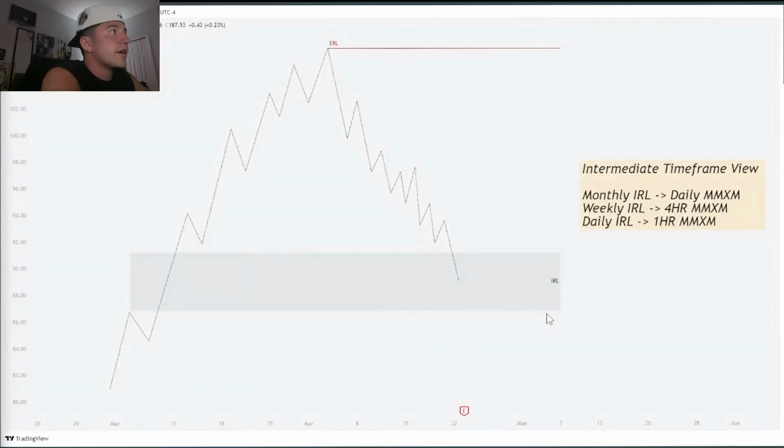So if we're looking at price on the monthly and the weekly and the daily, and we have a retracement into an internal range liquidity pool, I just have a little overview of time frame alignment. This is what's happening inside of that intermediate term perspective. If this was a monthly internal range liquidity pool, the daily would be framing a market maker buy model off of that monthly internal range liquidity pool. And if it was on the weekly chart, we would be framing a 4-hour market maker buy model off of that weekly internal range. And if it was the daily chart, we would be framing a 1-hour market maker buy model to the daily external range high.